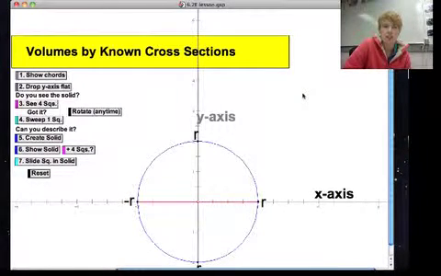Volumes by cross sections is probably one of the hardest volume type of problems to visualize. People have a hard time with it. I had a really hard time with it for a long time. So I'm going to try and make it easier here and show you an example.